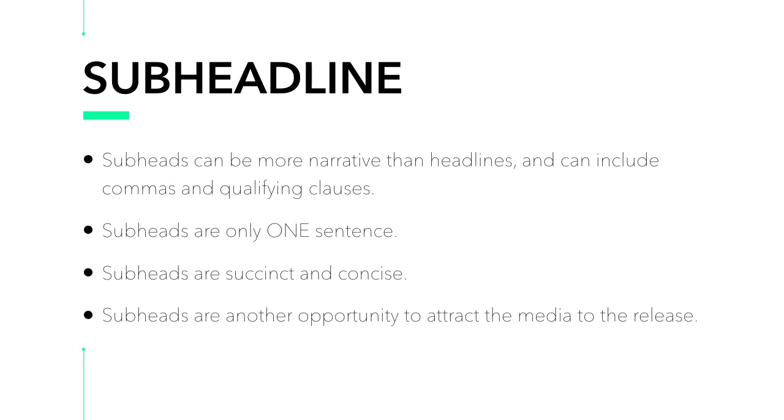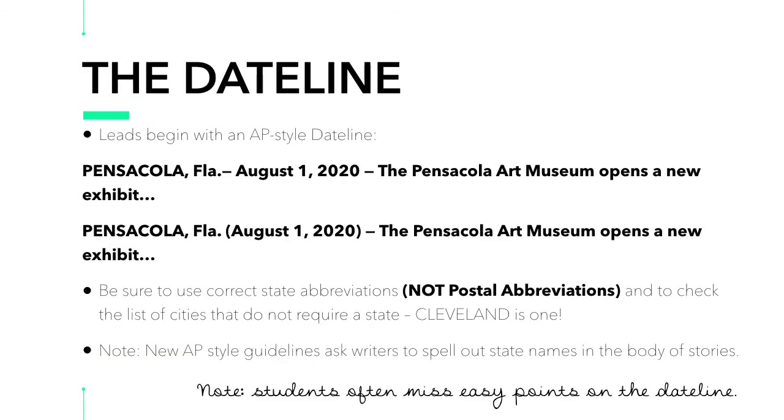Subheads can be more narrative than headlines, and they can include what I would call qualifying clauses, or those commas that we talked about: Perfect Temp, comma, a home fertility kit, comma. That's something that you can use in a subheadline. You can describe things in a subheadline. Subheads are only one sentence. Don't get excited and write three sentences like a lead paragraph. You only get one in a subhead. It needs to be succinct and concise, just like the headline. And as I've said several times now, it really is your second or third chance to persuade the media to read the rest of your release. Subheads are quite important. Now we've arrived at the moment of truth, the AP-style dateline.